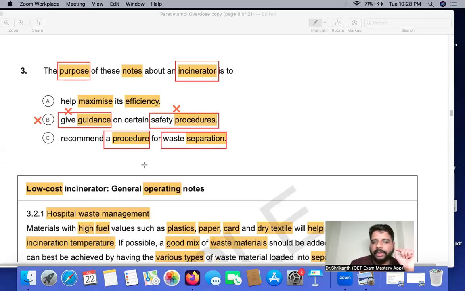And what is that procedure over here? Use a separate bag. Okay, that is at the source itself, from laboratories, from wards, when you're collecting the waste materials, use a separate bag. Now, can you say that is the reason for writing this letter? I mean, writing this paragraph?